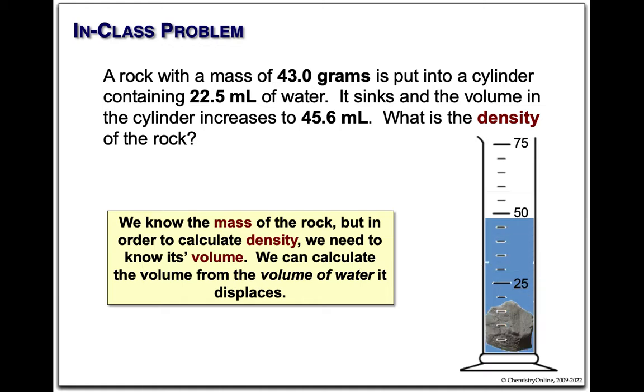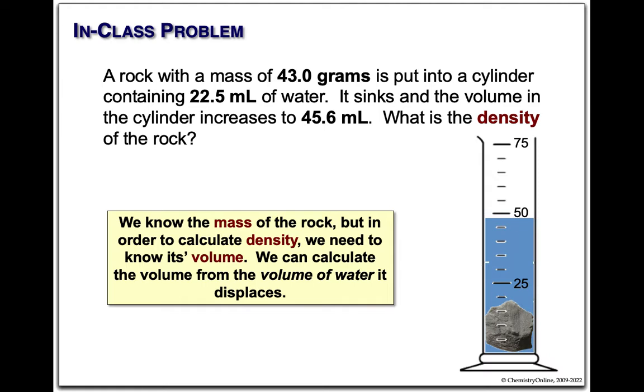Before we did that, we measured the level of the liquid to start with. We now measure the level of the liquid when we're done. The difference in these gives us the volume of the water. This is called the water displacement method. So we started at 22.5, wound up at 45.6. That's how much our rock weighs.